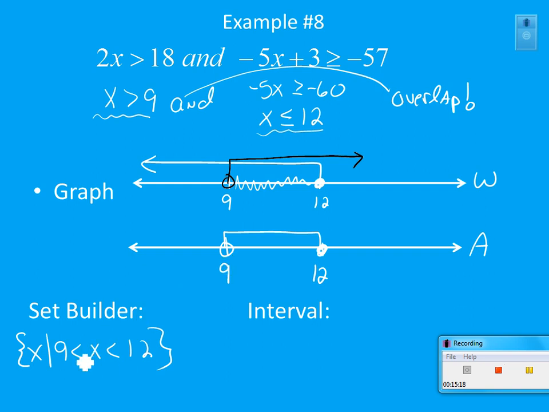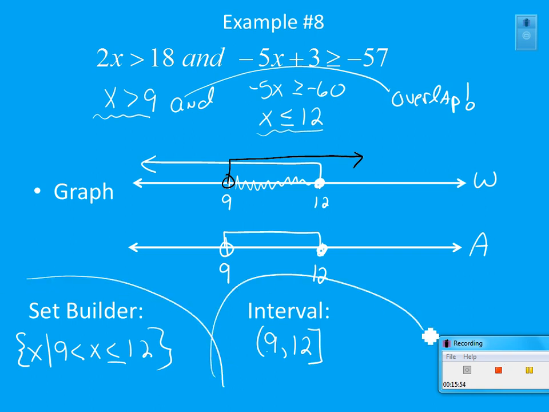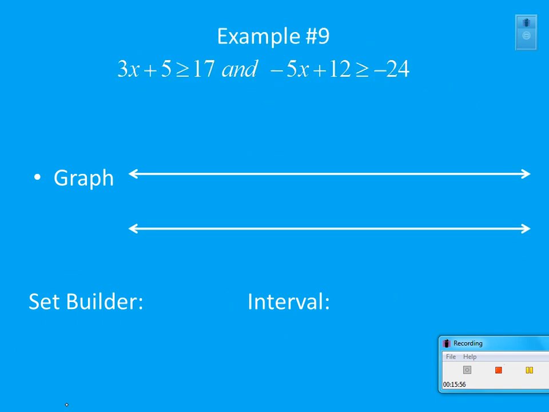9 should just be a less than symbol. Since the 12 has a closed dot on it, I need to close that right there. So x is between 9 and 12, not including 9, including 12. In interval notation, I got 9, 12, a parenthesis on the 9, a bracket on the 12. And then we got it. So that's what it looks like. The hardest part today, guys, is the notation. Getting that notation down. Here goes your number 9.